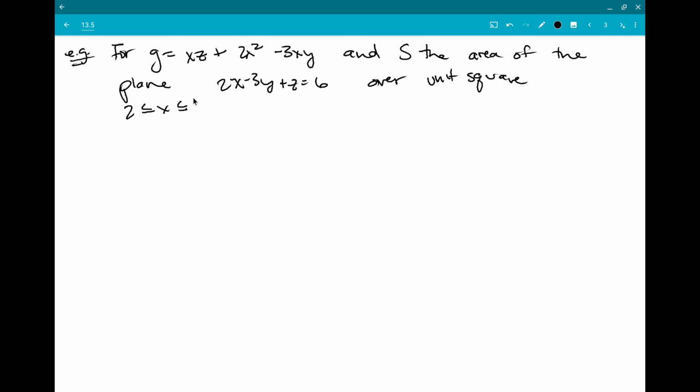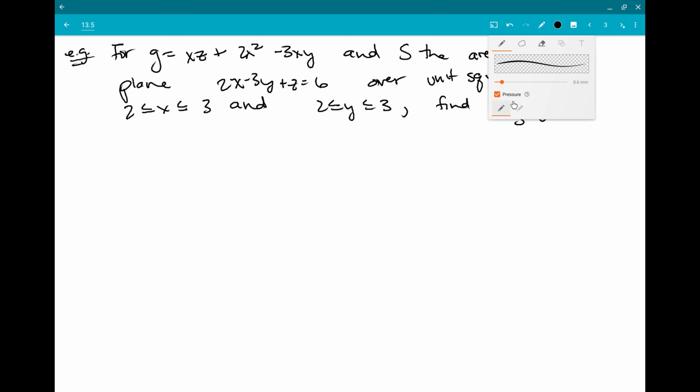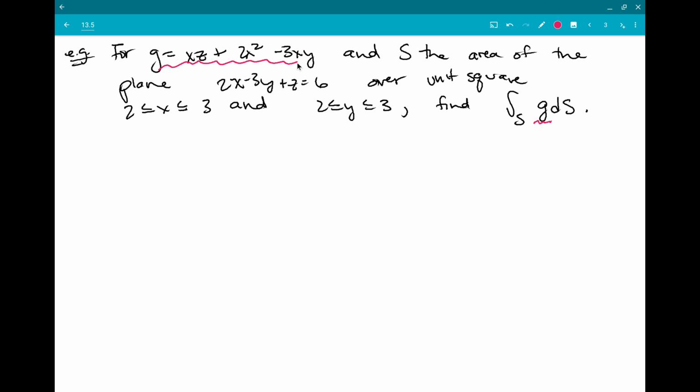2 less than or equal to x less than or equal to 3, and 2 less than or equal to y less than or equal to 3. We're going to find the surface integral. So kind of the hard part here is evaluating all the different pieces. So our function that goes inside the integral, the thing that we want to evaluate the surface integral of, or the thing we want to think about across the entire surface, is this g.